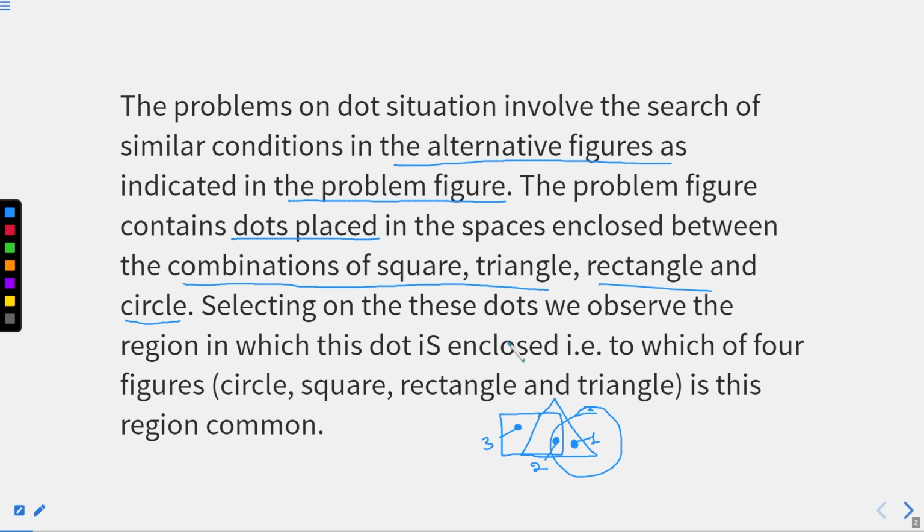So select one of these dots. We observe the region in which this dot is enclosed, such that two out of the 4 figures, circle, square, rectangle and triangle, is the common region. So for dot number 1, what is the common region? That is triangle and circle, right? For dot number 2, it is triangle, circle and square as well, right? For dot number 3, only square, right? So you know how you are supposed to approach this chapter, right?